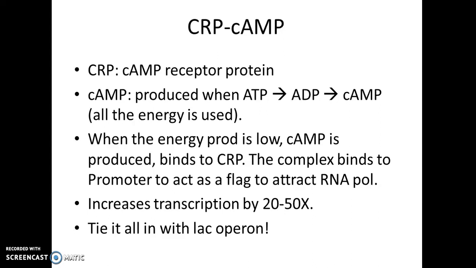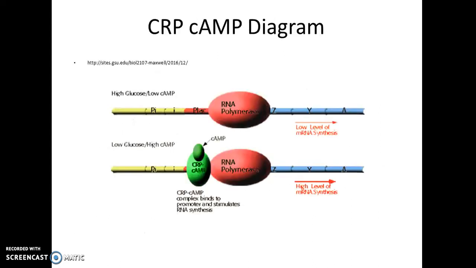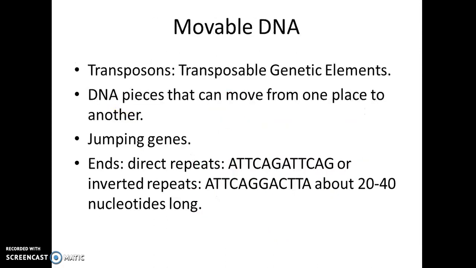Meanwhile, the cell is using up all its ATP. If it uses ATP, cAMP is being produced. It binds to CRP, which lands in the promoter, attracts more RNA polymerases so you can produce more lactase, so you can produce more glucose, so they can produce more energy. And here's the crap camp diagram. See right here, it attracts RNA polymerase and it produces the genes necessary to produce energy.